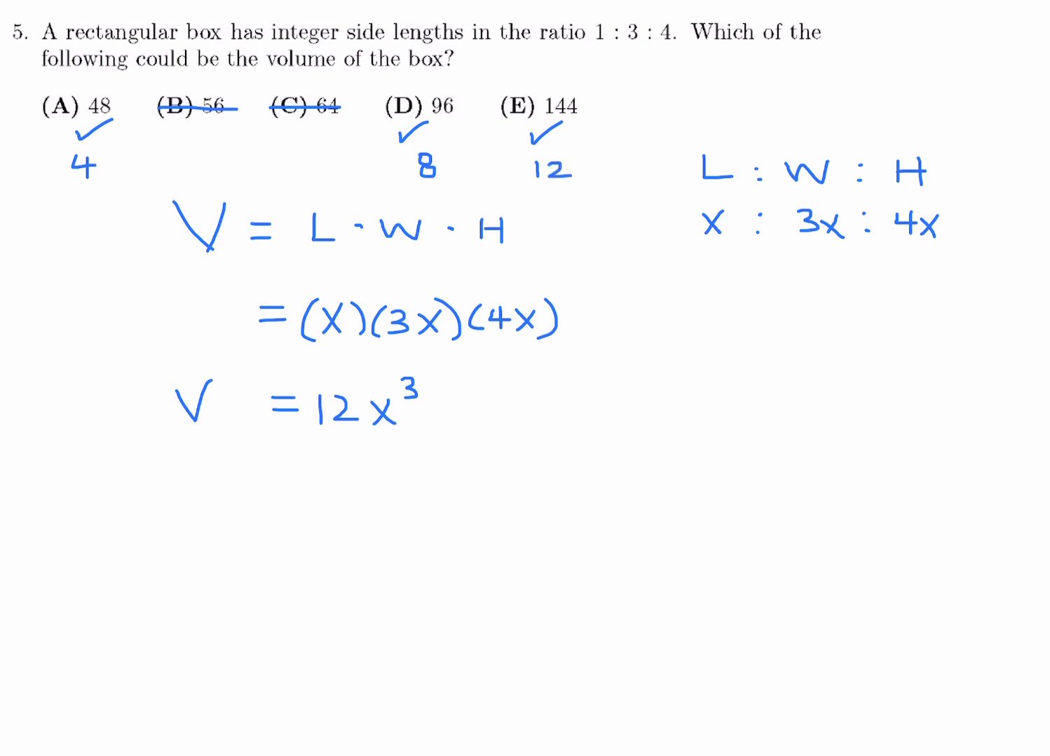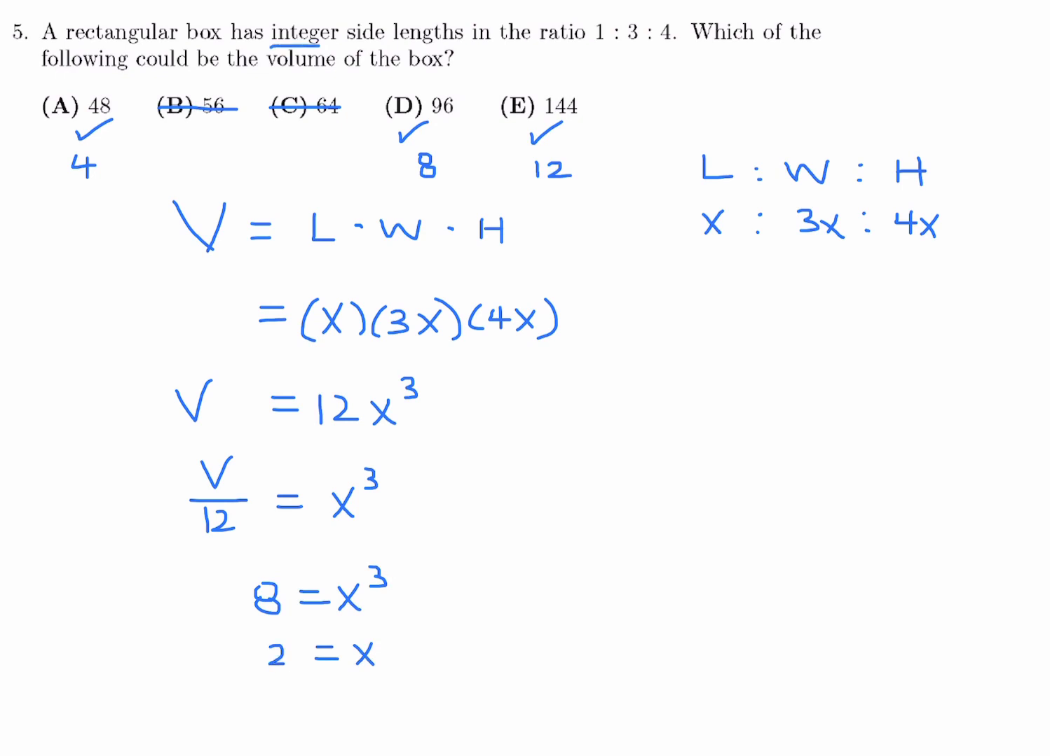So the reason I did that is because the volume divided by 12 is x cubed. So whatever I get here has to be a perfect cube. I got 4 here, 8 here, and 12 here. Which one of those 3 is a perfect cube? Well, obviously, it's the 8. 8 is the only one that's going to give you a perfect cube, and x is 2.